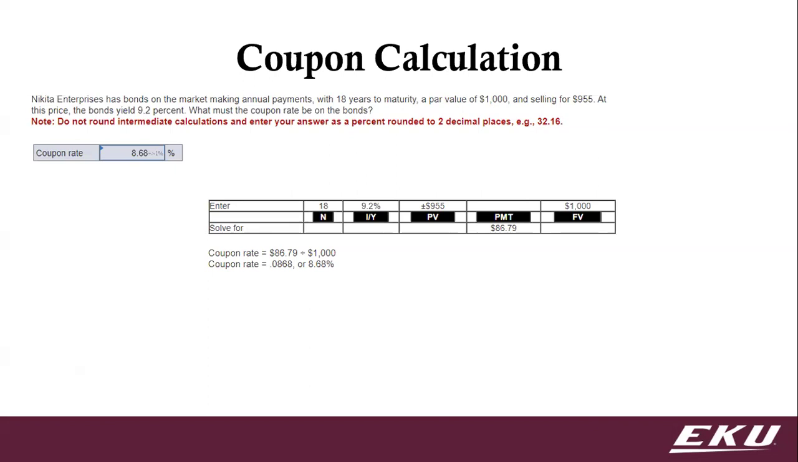And if you notice, when putting the data in, it shows future value as positive, and we would have to make the present value negative, right? So if we make that negative and future value positive, when it calculates payment, it will also be positive, and that indicates that just as we receive $1,000 at the end, we're going to receive $86.79 every year. Once you calculate what that payment is, you just divide it by par value, and that will give you the coupon rate. They ask for it as a percentage, so you just need to move the decimal place over.